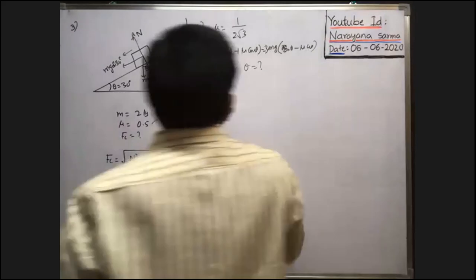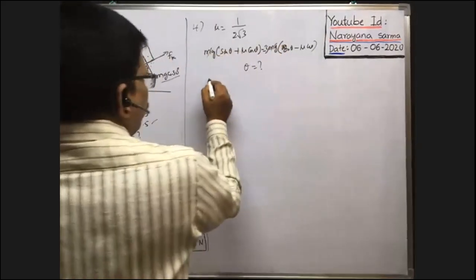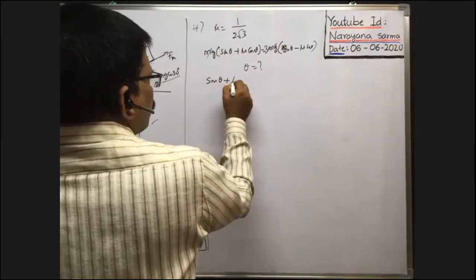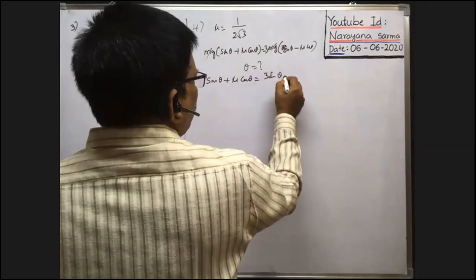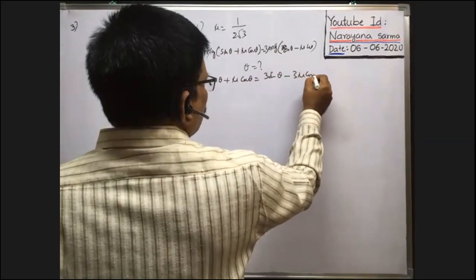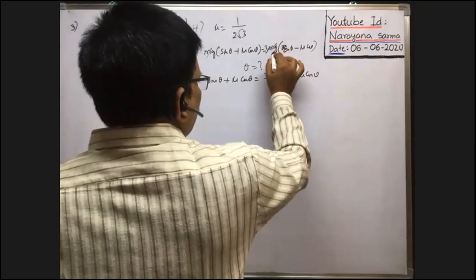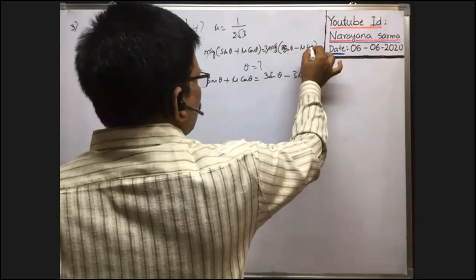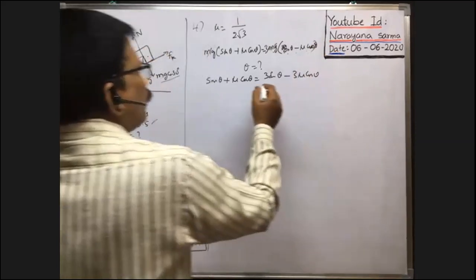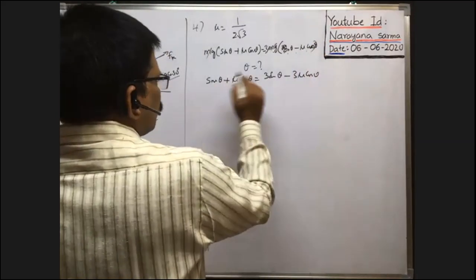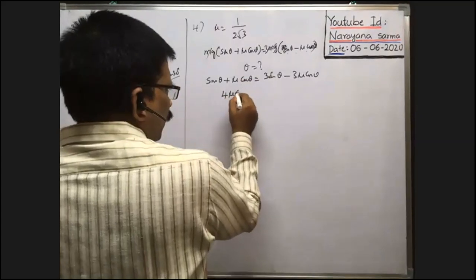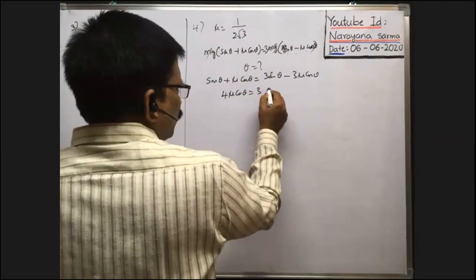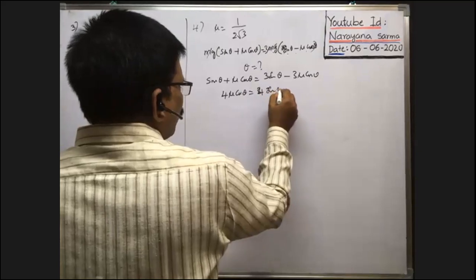This is the question. If mg cancels, then sin theta plus mu cos theta is equal to 3 sin theta minus 3 mu cos theta. It is mg of sin theta minus mu cos theta. Now here, you bring this sin theta to the right and minus 3 mu cos theta to the left. Then 4 mu cos theta is equal to 4 sin theta.